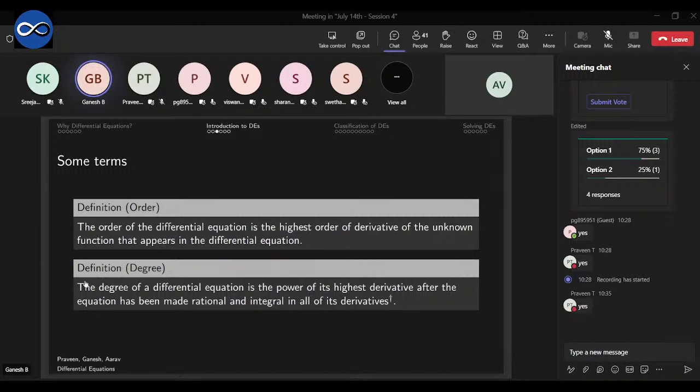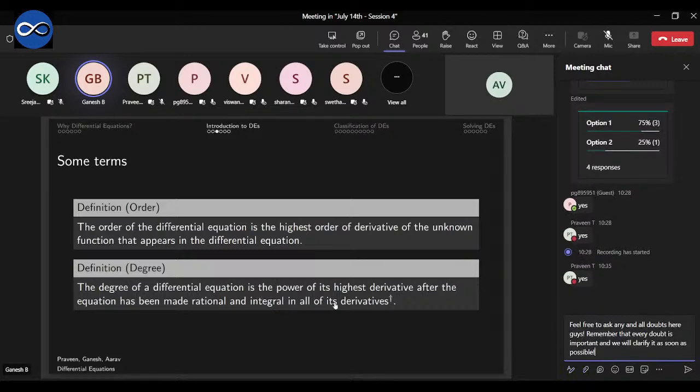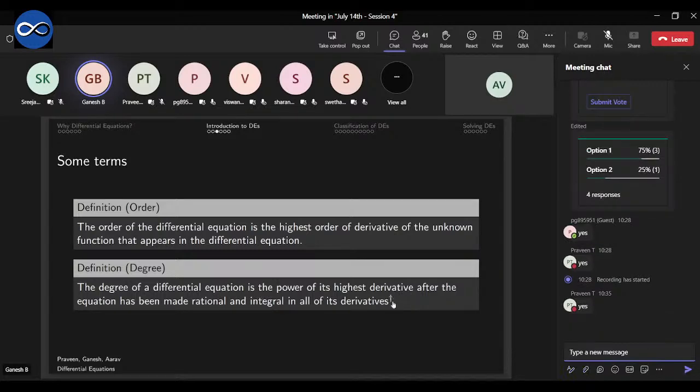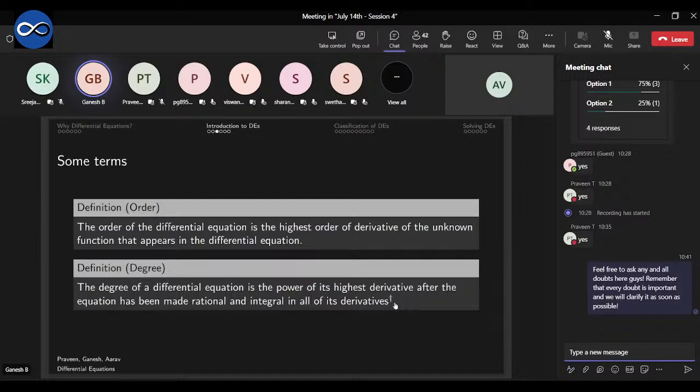In degree, the degree of a differential equation is the power of its highest derivative after the equation has been made rational and integral in all of its derivatives. I just copied this definition from Wikipedia. I put a dagger here. I will come to what it means in two or three slides. You just have to wait. There is a slight nuance here. I will talk about it in a minute.